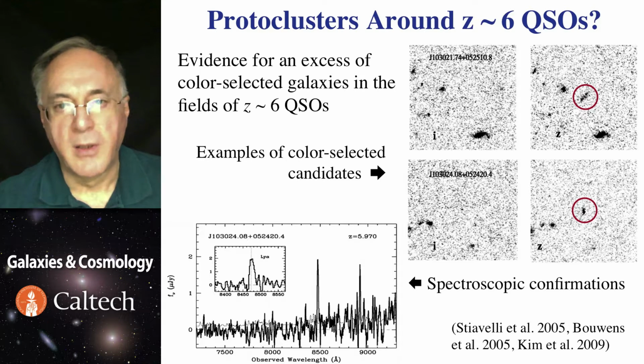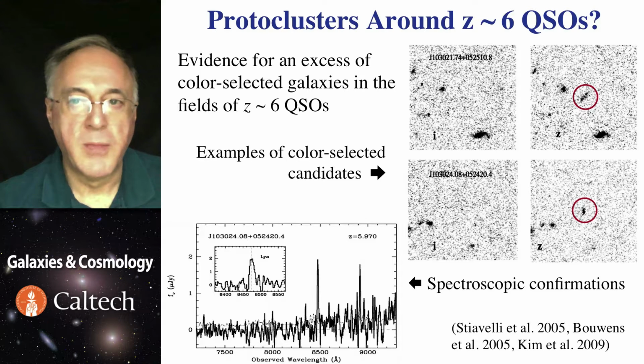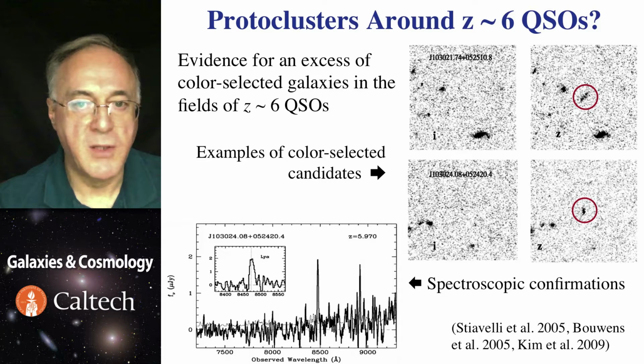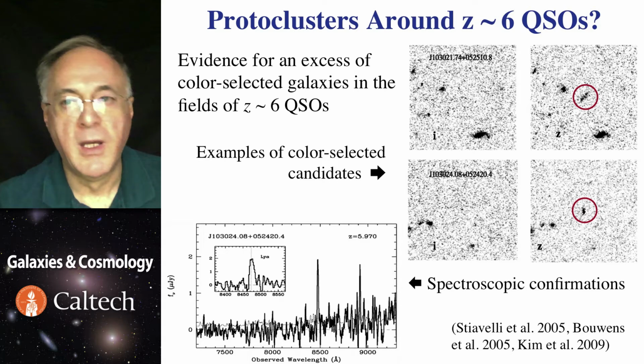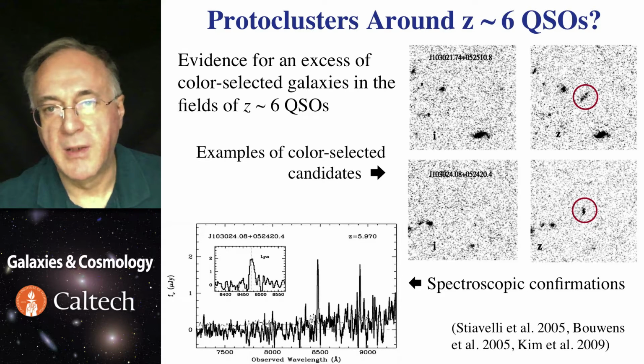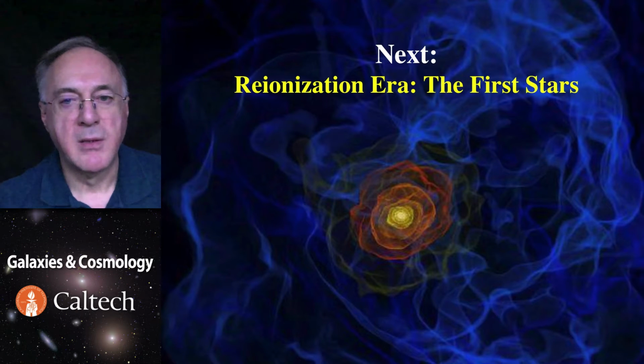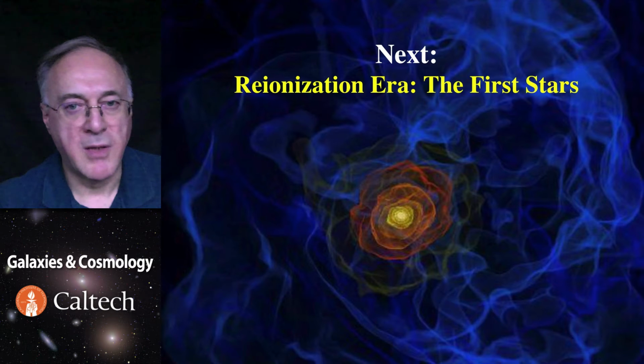Also, the most distant quasars known, past redshift of 6 or so, seem to show an excess number of galaxies around them. Not always, and this is a very difficult observation, but at least in some cases. And that fits very well with the idea of biased galaxy formation. Next, we will turn to the reionization era, the frontier of modern observational cosmology.